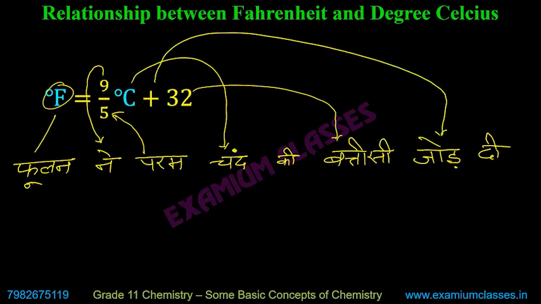Why I'm telling you so? Because many a times I have seen that students have written negative here, or they have written degree Celsius here and Fahrenheit here, 9 by 5 here, which is wrong. So you can remember it like this.